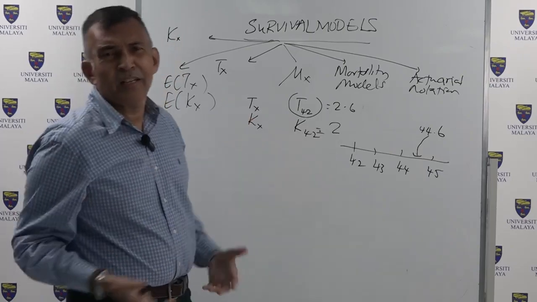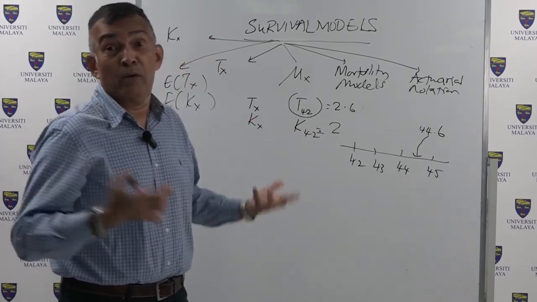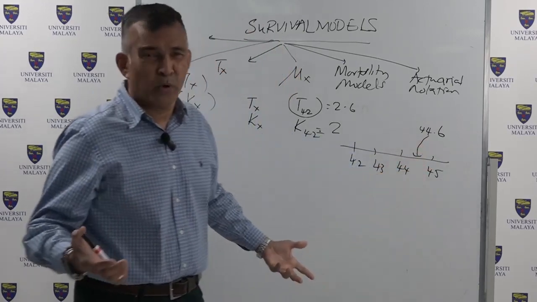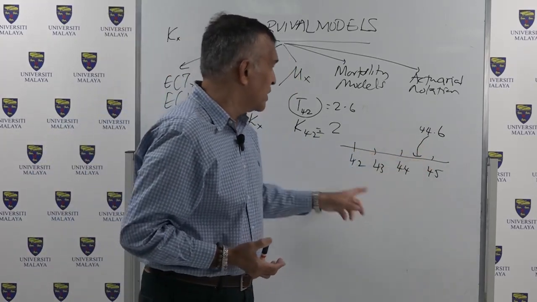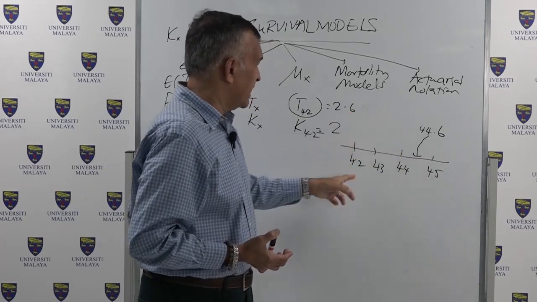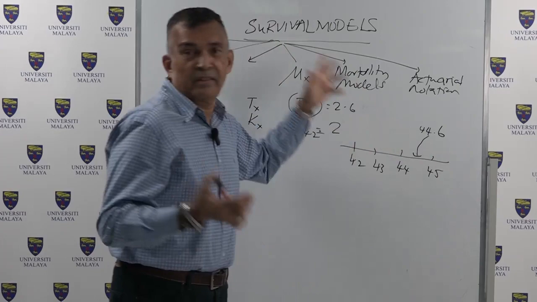I'm just saying this to get our ideas right from day one. This is the age that he's going to die. Let's just say we know it. He dies at age 44.6. So I have, this is 42, this is 43, 44, 1, 2, 2.6. And for this one, the number of complete years is just 2, that's it.